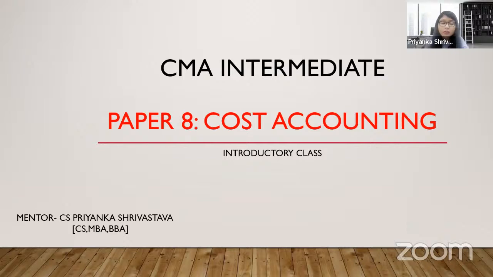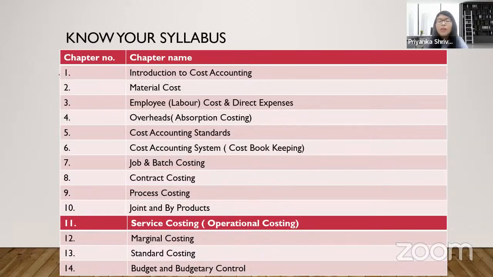Okay, so let's proceed. First of all, let us see the syllabus. What is your syllabus? In your syllabus, we have 14 chapters. Your syllabus is comprised of two parts, mainly theory and practical. And the theory chapters that you have are chapter number 1, introduction to cost accounting standards, and cost bookkeeping.